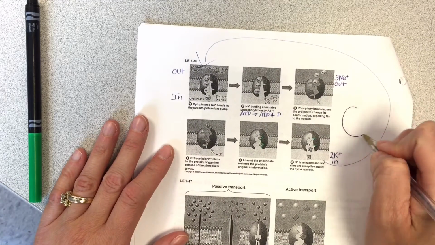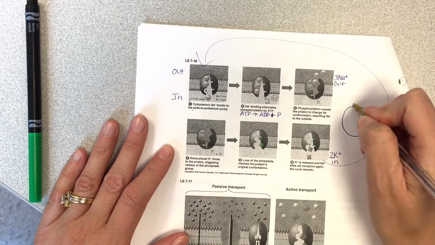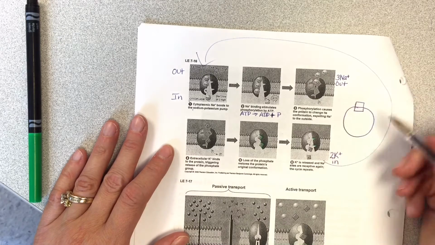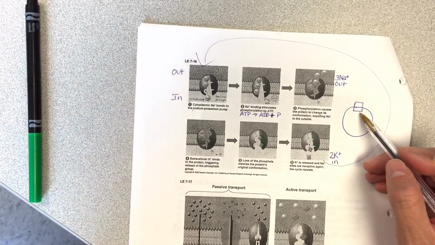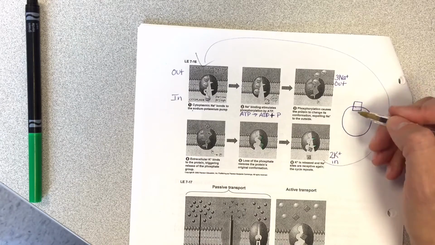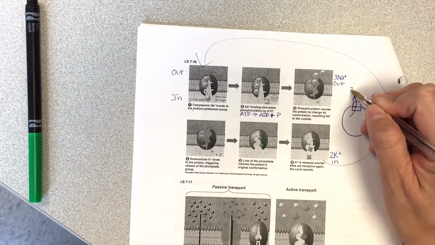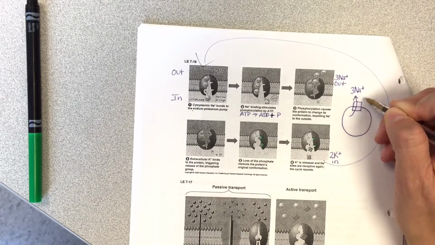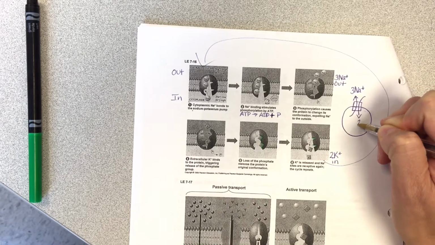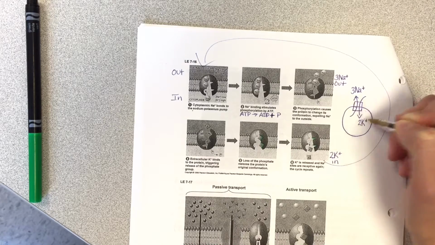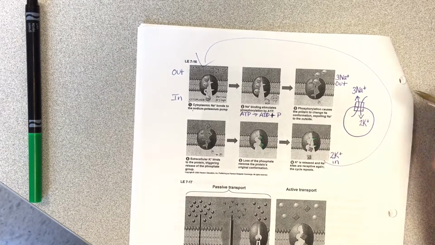So if this is a cell, what's going on here is the sodium-potassium pump is a protein in the cell, so this is the pump. And so what does it do? It pumps 3 sodiums out and pumps two potassiums in. And so that's kind of what it does.